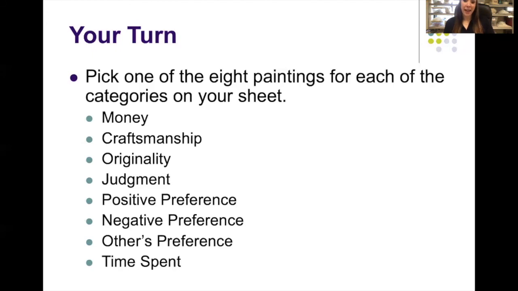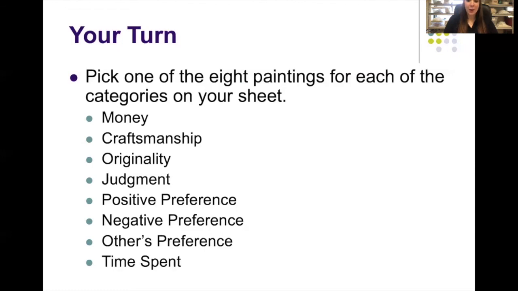Now let's explain the 8 categories that are on the worksheet. The first category that I want to explain is money. For this category, you're going to pick the painting that you believe is worth the most money. I don't want you to actually look it up and figure out which one is worth the most money. I want you to make some guesses based on what you know about art. The next category is craftsmanship. For craftsmanship, you're going to pick the work of art that you felt was done the most neatly and took a lot of skill on the part of the artist.